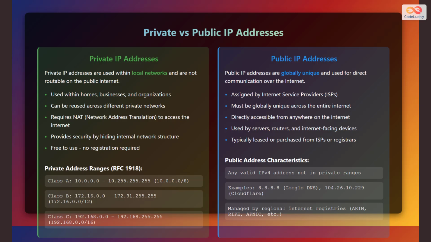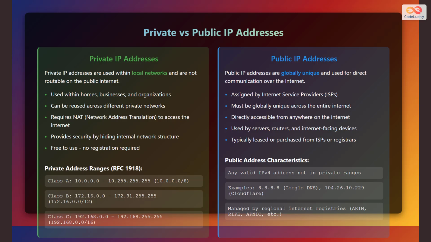Public IP addresses are globally unique and used for direct communication over the Internet. These are assigned by Internet Service Providers or ISPs. They must be globally unique across the entire Internet and are directly accessible from anywhere on the Internet. These are used by servers, routers, and Internet-facing devices. Public IP addresses are typically leased or purchased from ISPs or registrars. Any valid IP version 4 address that is not in the private ranges is considered a public IP address.